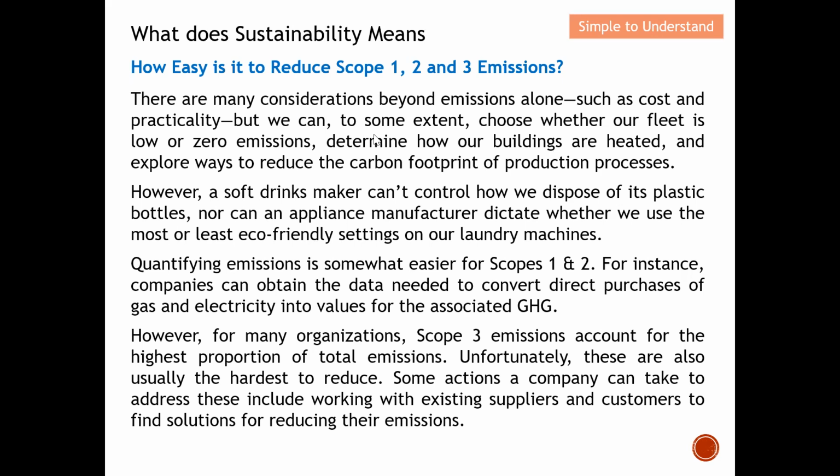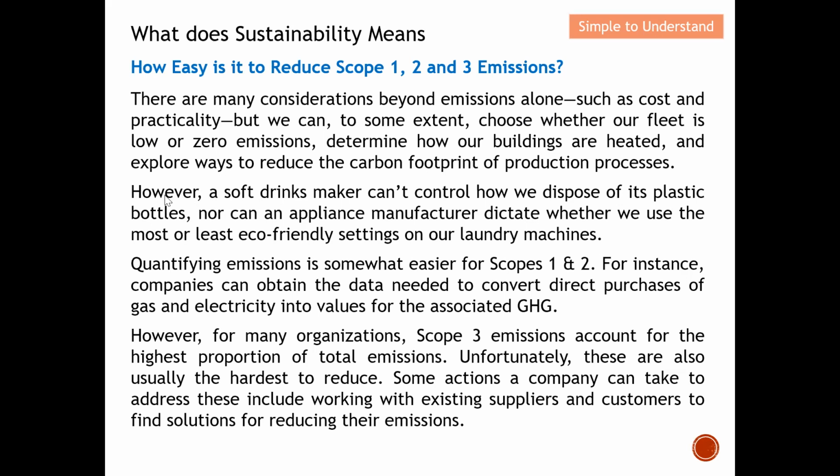So therefore, we have some extent to choose. For example, under scope 1, our fleet is low or zero emission. As I told you, under scope 1, we have vehicles. Can we choose our vehicles? We reduce the number of vehicles, for example, or we use zero emission such as electric cars. So can this actually solve the problem? Basically, you need to do some trade-off to understand this. So determine how our buildings are heated and explore ways to reduce the carbon footprint of the production process. Basically this falls under scope 1.